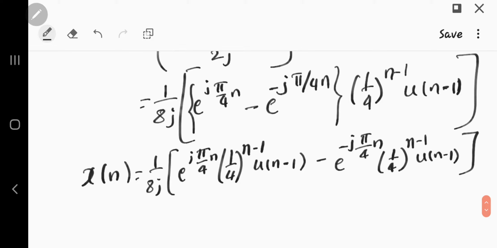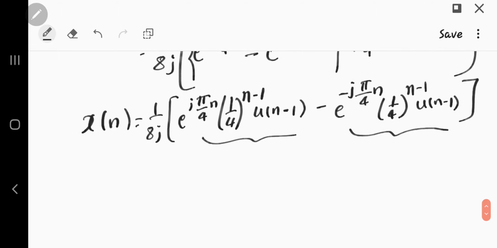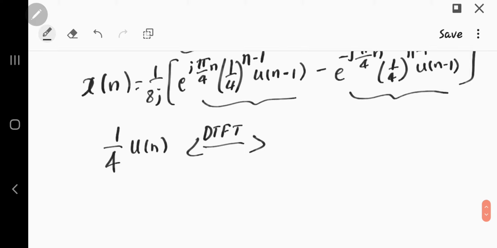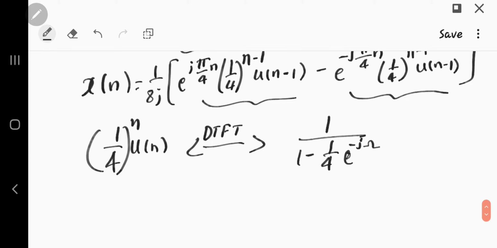Let's see. These two look similar. The only difference is we have plus j here and minus j there. Now, if we get the result for plus j, we can write the same for minus j with simple changes. If you observe, (1 by 4)^(n minus 1) is there, u of n minus 1 is there. So, as in the previous case, let's take the signal (1 by 4)^n u of n. If you apply DTFT for this signal, then you will get 1 divided by 1 minus 1 by 4 e power minus j omega.